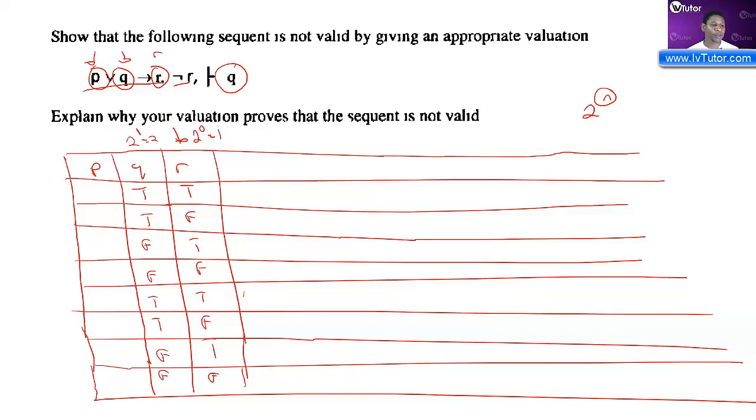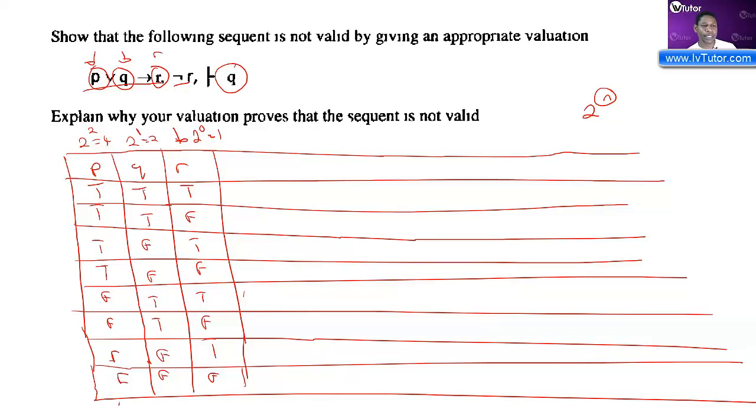Then over here, we start with true, but the truth value is changing after every 2 to the power of 2, which is equal to 4. After every 4 rows, the truth value is changing. True, true, true, true, then change. False, false, false, false.